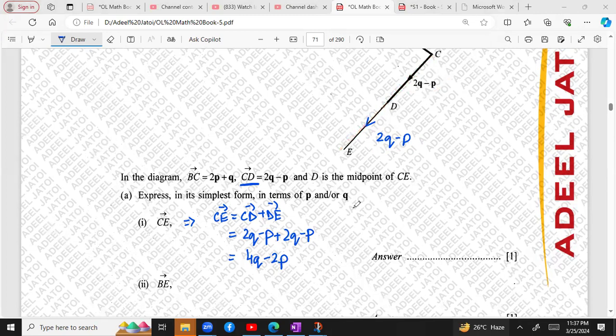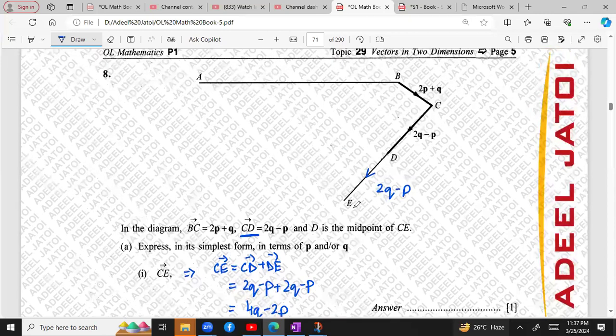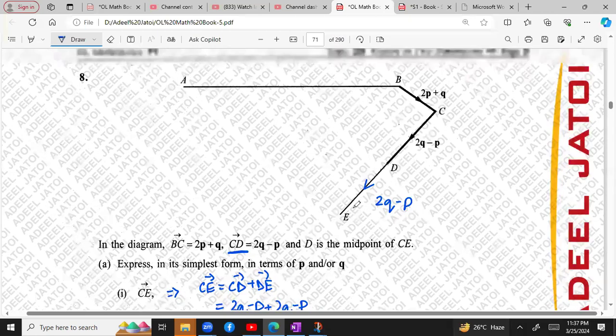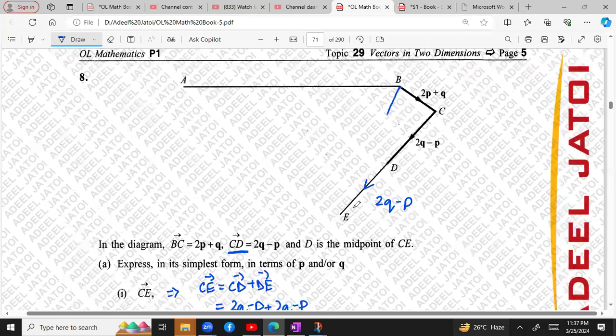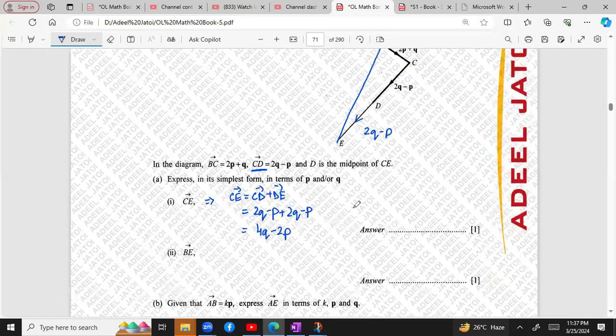So the next thing is BE. For BE, we can directly draw a line from B to E. The starting point is B and the ending point is E. So we write down the route first. For BE, it will be BC plus CE, because we already know what CE is, that was 4Q minus 2P.